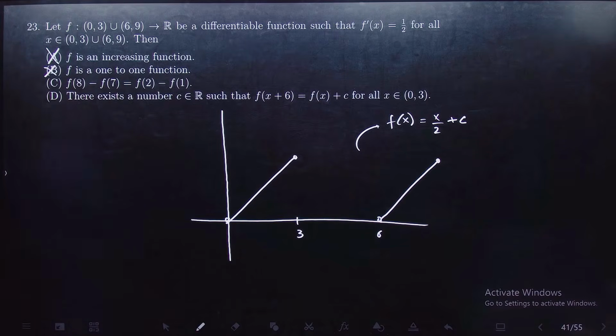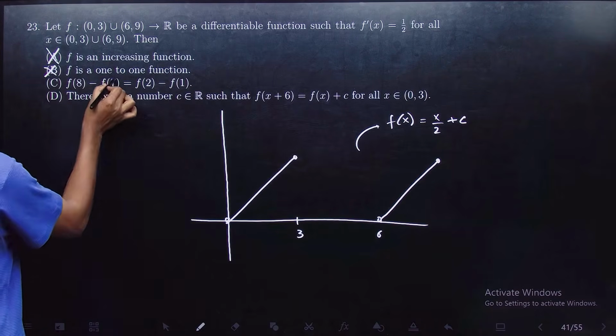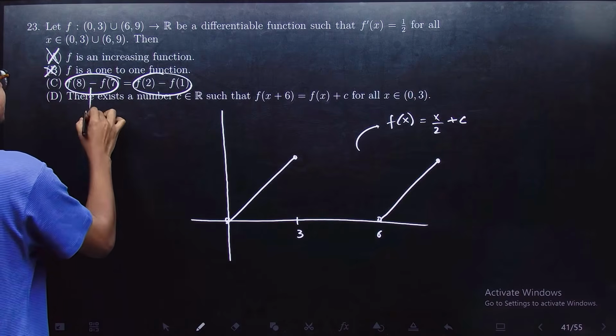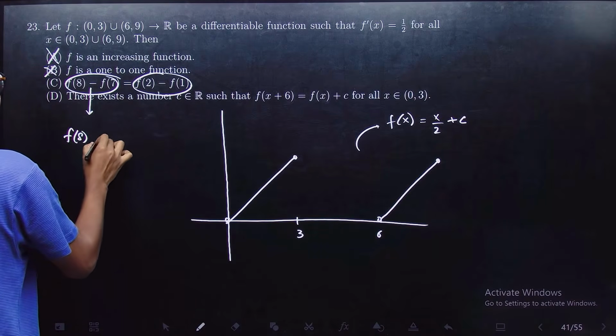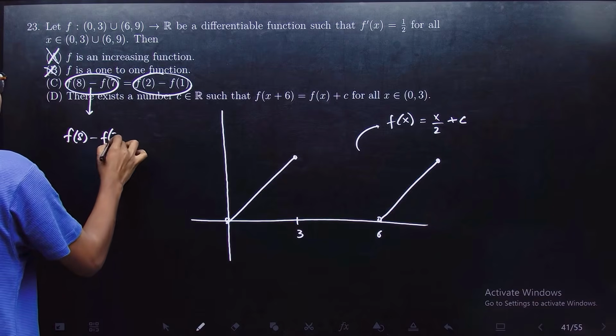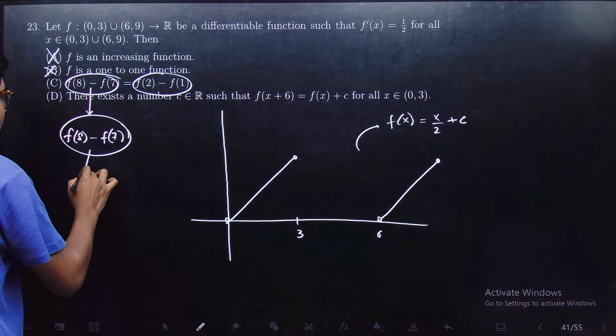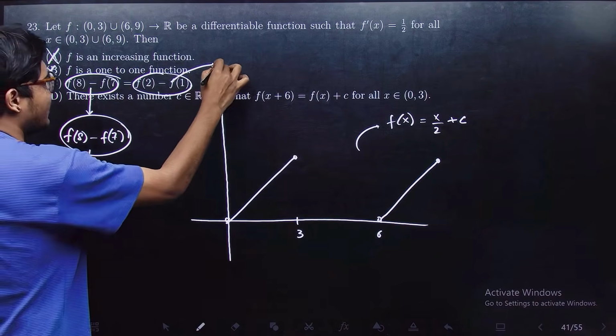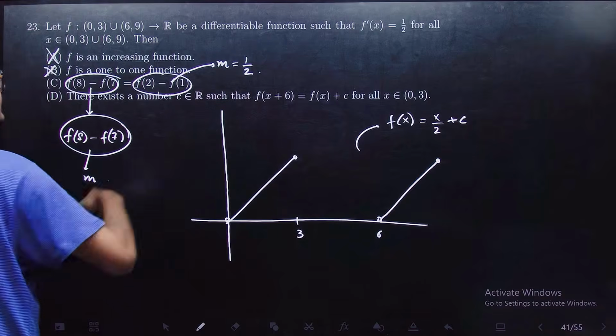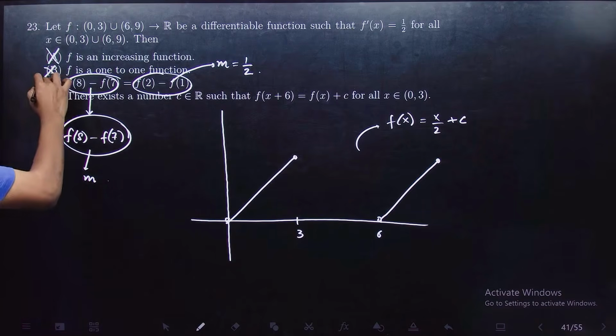f of 8 minus f of 7 is equal to f2 minus f1, okay? Is this going to be true? Yes, right? Because if you observe, these are both at distance 1. If you just look at the slope of this, f8 minus f7 divided by 1 is nothing but the slope of the line joining those 2 points. Similarly, this is the slope of the line, and these slopes are both equal to what? Half, right? So both of them are going to be equal. So C is correct, okay?